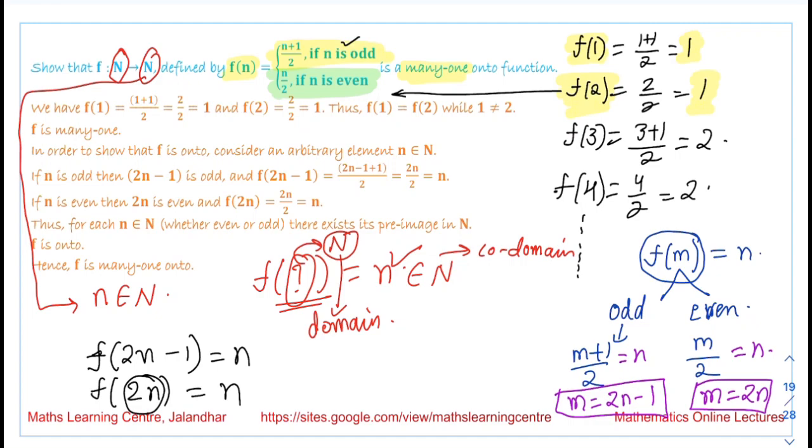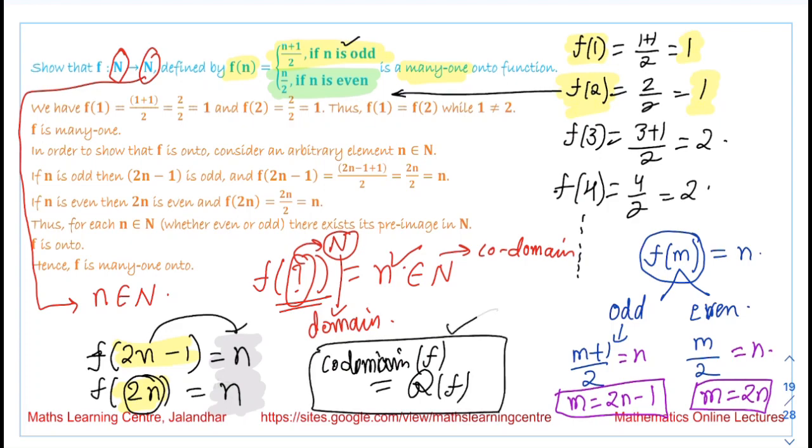So we are saying for every element of the codomain, we have an element in the domain whose image is equal to n. It means the codomain of f is equal to the range of f. So it means this function is an onto function.